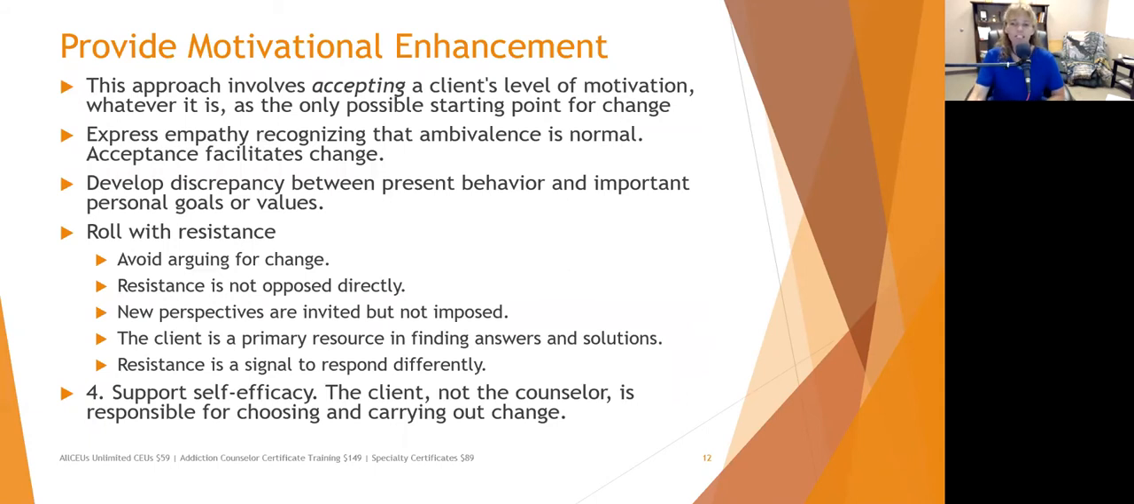And we want to support self-efficacy. It's the client, not the counselor, that's responsible for choosing and carrying out change. We can provide them a menu of options. It's like going to a restaurant. We can provide them a menu, but they're the ones who have to order and then eat the meal.